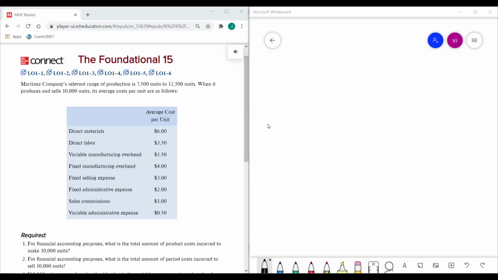So we're looking at Martinez Company's information here, and it says Martinez Company's relevant range of production is 7,500 units to 12,500 units. When it produces and sells 10,000 units, its average costs per unit are as follows. So it gives us the average cost per unit for direct materials, direct labor, variable manufacturing overhead, fixed manufacturing overhead, fixed selling expense, fixed admin expense, sales commissions, and variable admin expense.